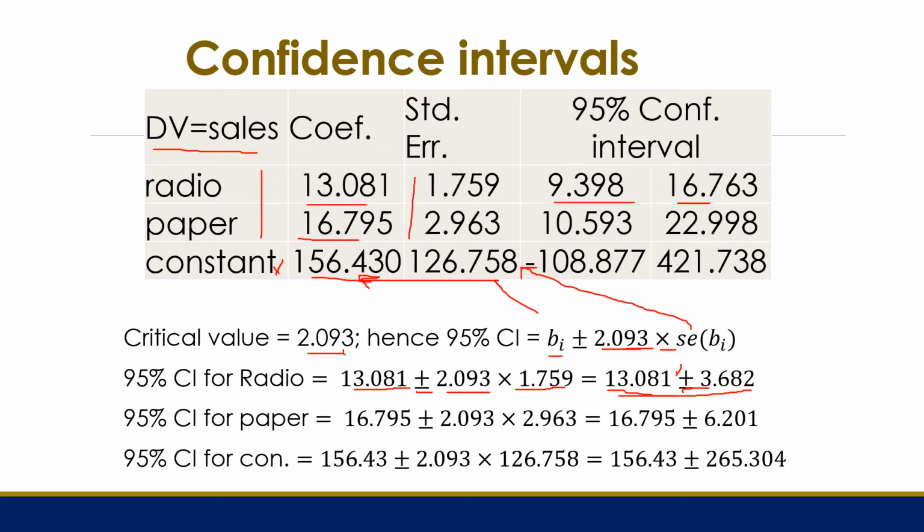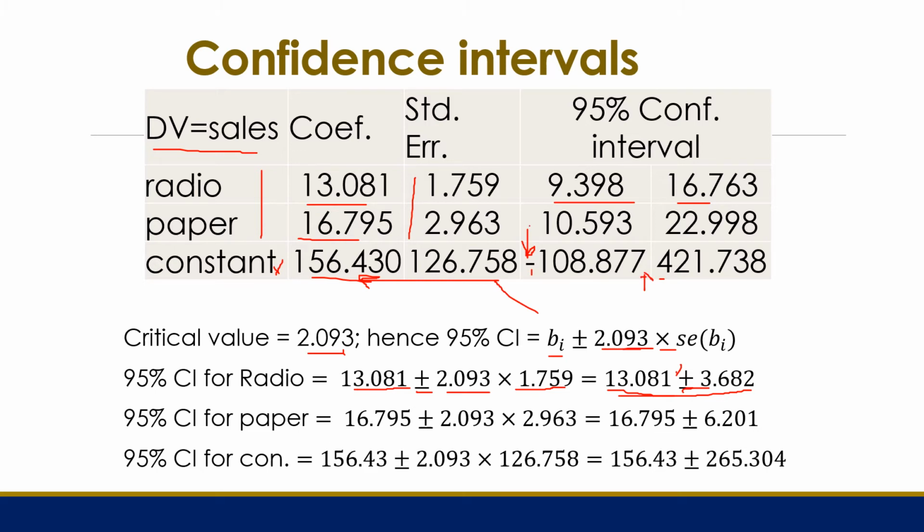Notice that for the constant here, the lower limit is negative. Can you see the negative sign here? This one here, it's negative. Maybe let me remove this bit so that you see the negative sign properly. So you can see the negative sign, and this one is positive. So that means 0 is somewhere in between these two.